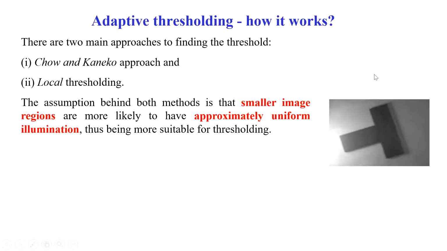Basically, for both methods, the assumption is that when we construct a small image area, a small portion of the whole image, the illumination in this small region will be distributed evenly, in contrast to the whole image. If you rely on the whole image, illumination is actually distributed unevenly. But if you take just a small portion of the area, there's a tendency that the illumination will be distributed evenly. So this is the basic idea of the adaptive method.